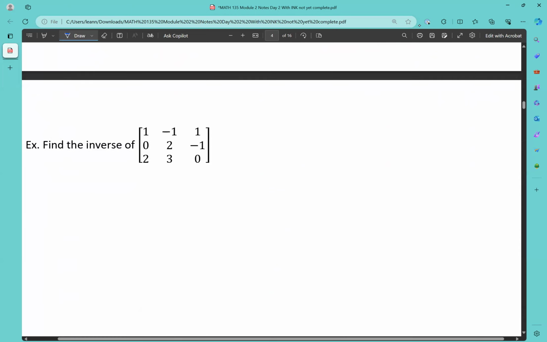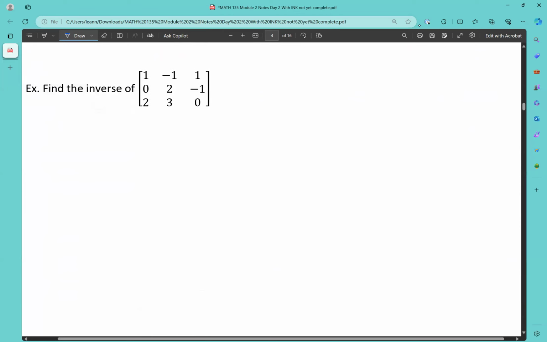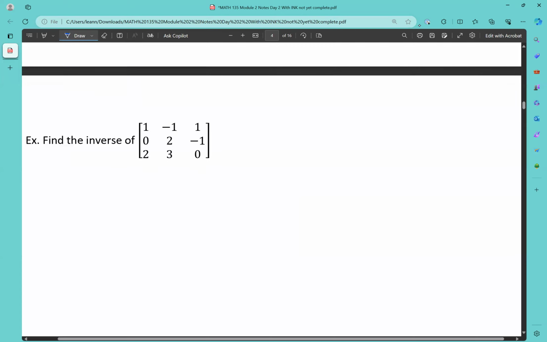So we're going to do the 3 by 3. We're going to do one of these, and that way we'll have one to do in class. So let's look at this first one. Similar idea. Let's call this matrix F.